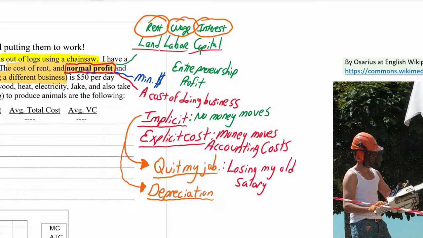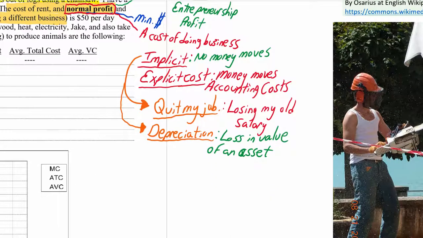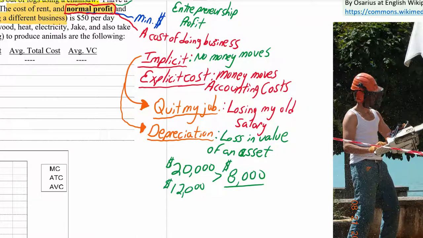Depreciation means how much of a machine is wearing out over time. Now, to an economist, depreciation really means loss in value of using an asset. The loss in value of an asset because you used it in the business. So, for example, if I had a pickup truck that was worth $20,000 last year, and now, since I've used it for a year in my business, now it's worth $12,000, then that depreciation is clearly going to be $8,000. It's how much the value of the truck has gone down because I used the truck for a year in my business.